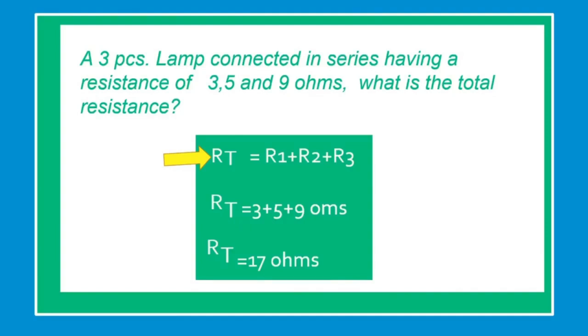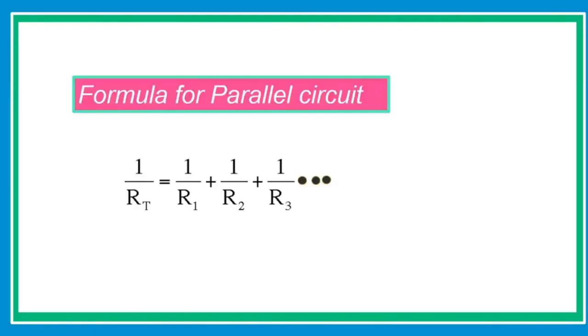Let's read the example of series circuit. A 3-piece lamp connected in series has resistances of 3, 5, and 9 ohms. What is the total resistance? Using our formula, RT equals R1 plus R2 plus R3. RT equals 3 plus 5 plus 9. RT equals 17 ohms. And this is the formula of parallel circuit. 1 over RT equals 1 over R1 plus 1 over R2 plus 1 over R3 and so on.